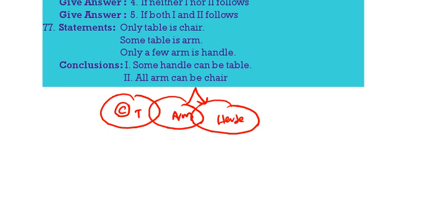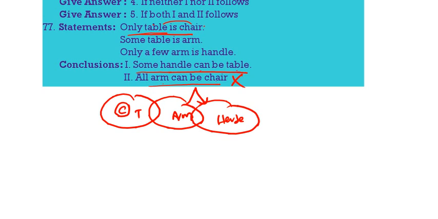Here some handle can be table does not follow, because only table is chair. That means only chair is table. So nothing other is related to table. So some handle can be table does not follow. All arm can be chair: here only table is chair is given. Only table is chair means all arm can be chair does not follow. Only table should be chair and no other is related. Some handle can be table: nothing is related between handle and table. So can be indicates the possibility. So only one follows. Next.